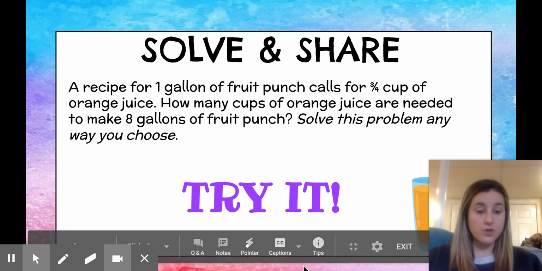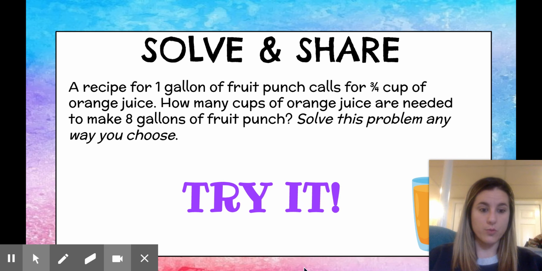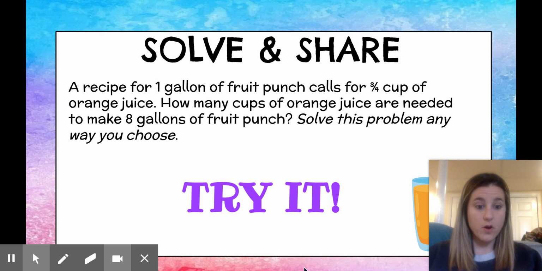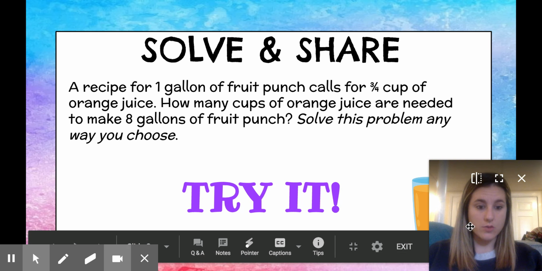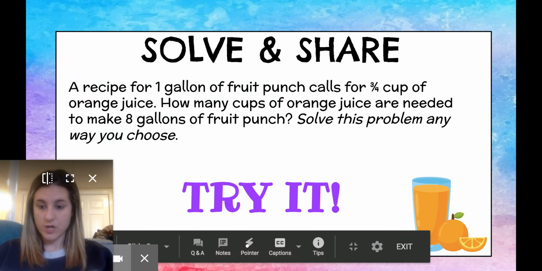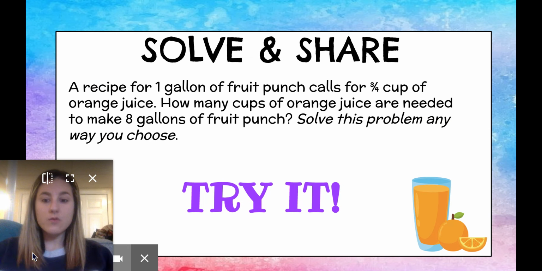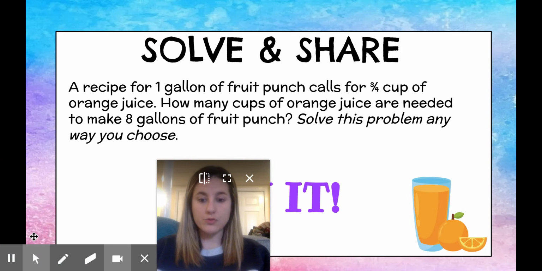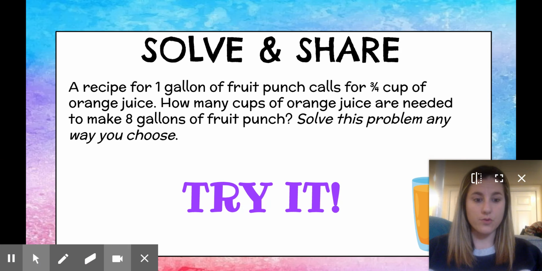Okay, solve and share. If you do not have a piece of paper or your whiteboard, please go grab it. You are going to pause me after I read this, and you are going to try the solve and share. So let me read it to you. A recipe for 1 gallon of fruit punch calls for 3/4 of a cup of orange juice. How many cups of orange juice are needed to make 8 gallons of fruit punch? Solve this problem any way you choose. I want you to pause me and try to solve this on your own before going to the next part of the video.